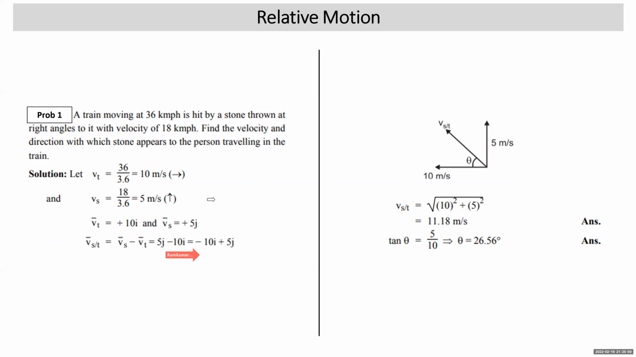All right. Now you want to find its magnitude and direction. Minus 10 means it is 10 meter per second to the left. 5j means 5 meter per second upward. VST will then be the resultant velocity of the stone with respect to the train. VST is the square root of 10 squared plus 5 squared, which is 11.18 meter per second. Tan theta is 5 upon 10, so theta is 26.56 degrees. So this way we got the velocity of the stone as it appears to the person sitting in the train. So this is your answer.